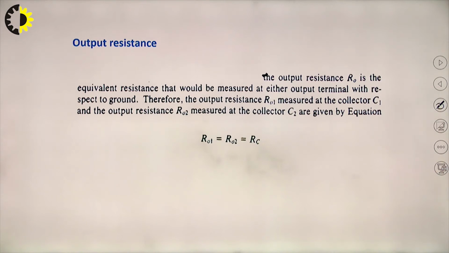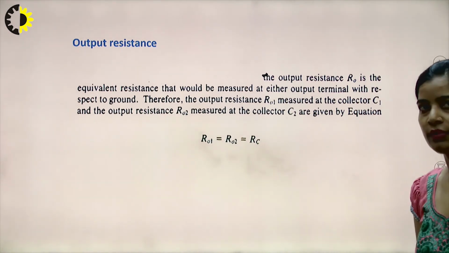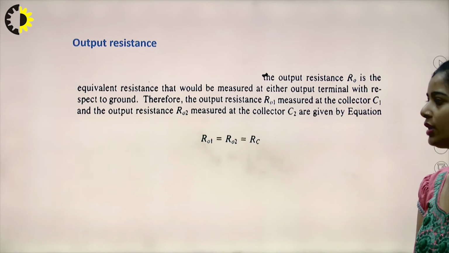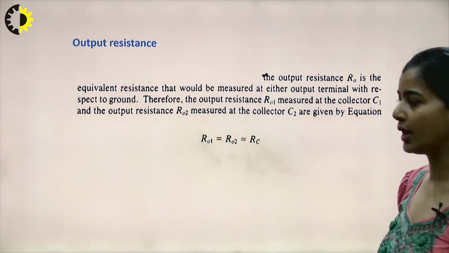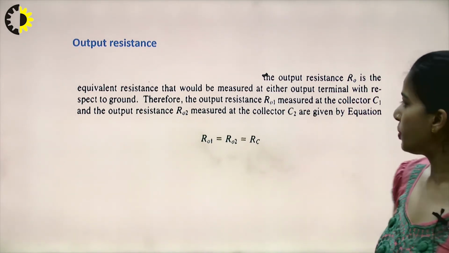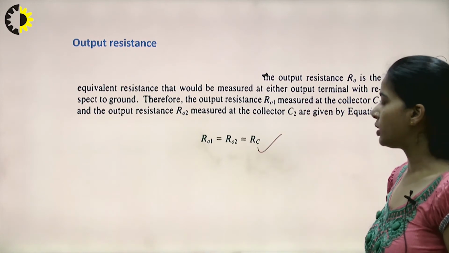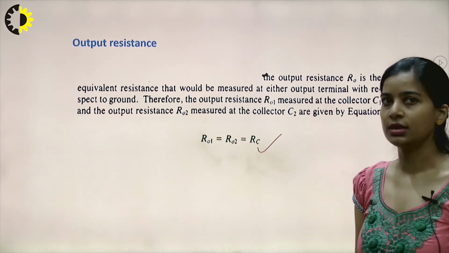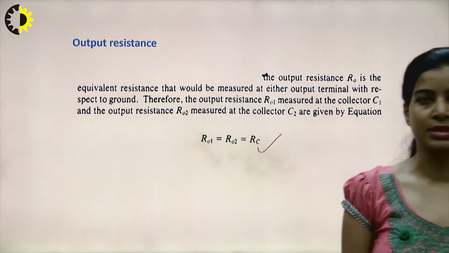Output resistance, we will be having two values as we are measuring output between the two collectors. So output resistance will be the same, RO1 is equal to RO2, that is the collector resistance RC.